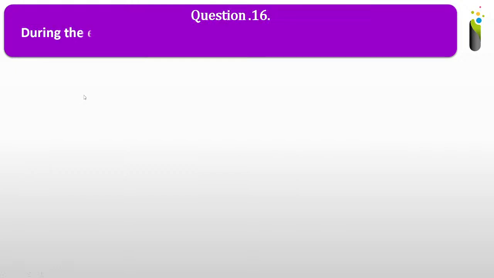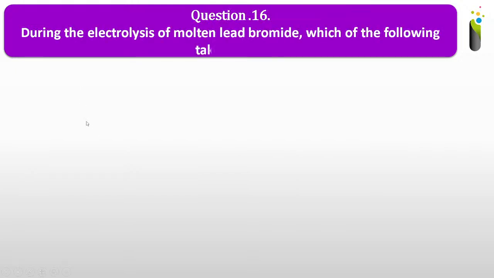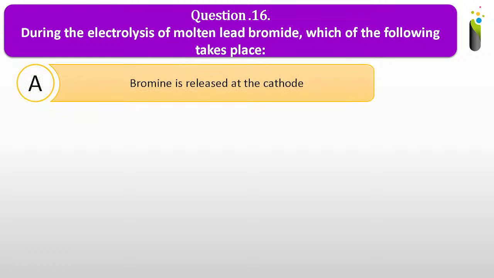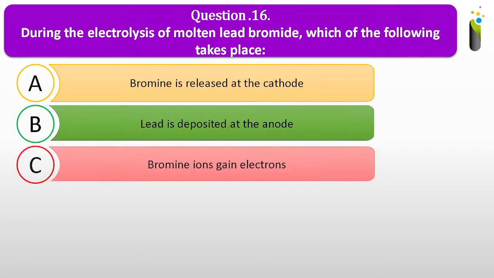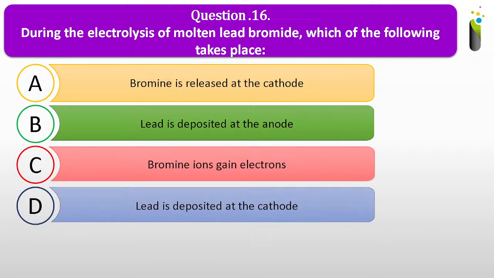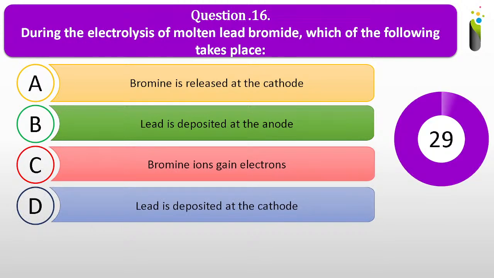We go to question number 16. During the electrolysis of molten lead bromide, which of the following takes place? A. Bromine is released at the cathode. B. Lead is deposited at the anode. C. Bromine ions gain electrons. D. Lead is deposited at the cathode.